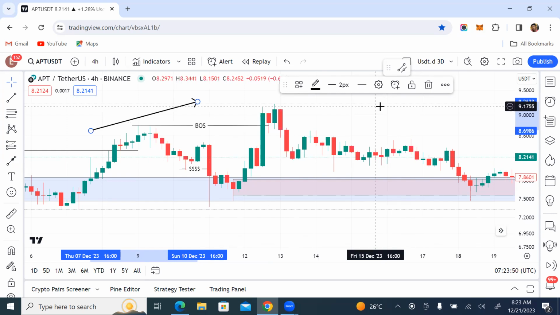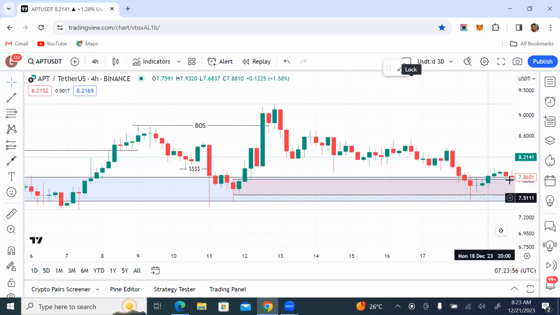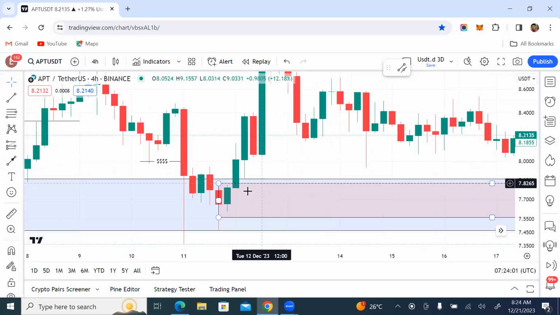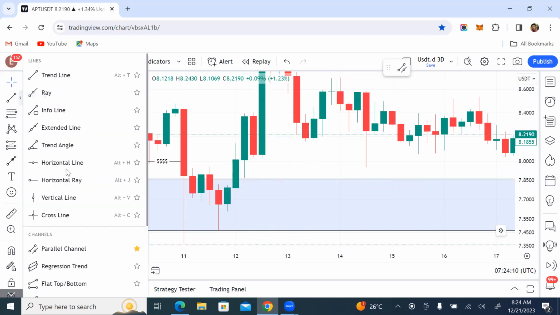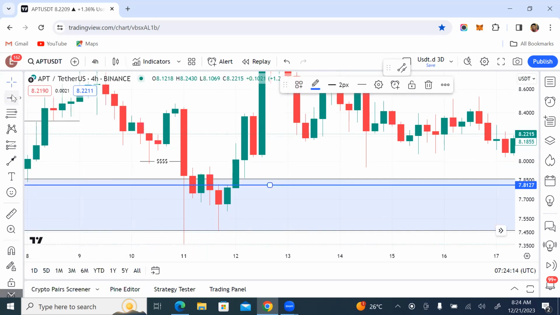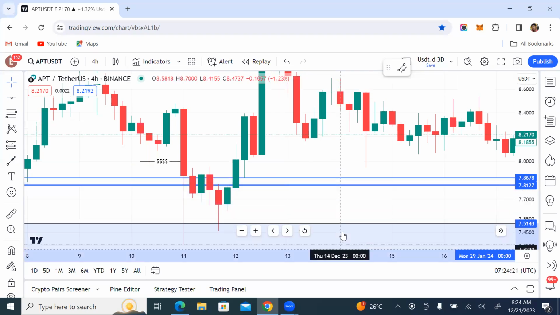All right, so now look at this, guys. Structure is broken. Now, what do we have next? It's going to break with displacement or what we call fair value gaps. Let me take out this order block, show you why there's a displacement here. Just use the horizontal line to map out my fair value gap.